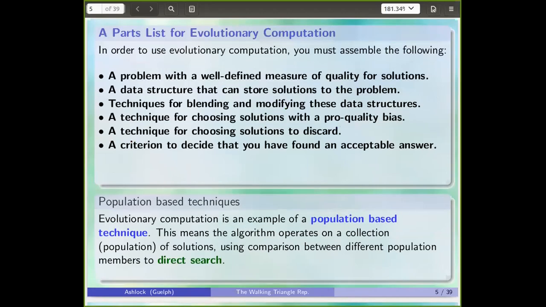You need to have a problem with a well-defined measure for quality of solutions, a data structure that can store solutions, a technique for taking two solutions and blending them and then modifying the results, a technique for picking which solutions you like, so picking with a quality bias, a technique for throwing out solutions, and a way to decide it's time to stop. Now, one thing to note, a lot of people have been talking about things that use gradients and so on. Evolutionary computation is a population-based technique, and that means it just operates on a whole bunch of different solutions using comparison between different population members to direct search. This permits it to do hill climbing like things when there is no gradient available.